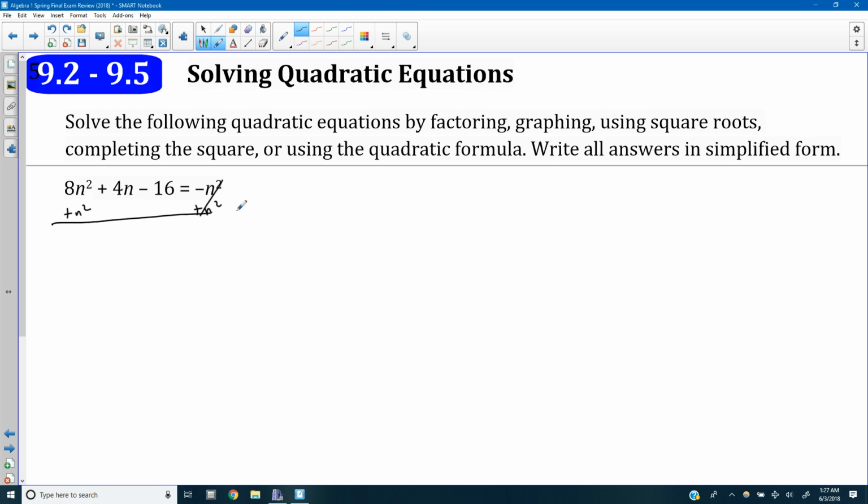And we're going to get 9n squared plus 4n minus 16 equals 0. Unfortunately, there are no common factors. Also, unfortunately, it's not a perfect square trinomial. These are both perfect squares, but this is a negative, and this is not double the product of these two things here. Let's even see if it's factorable.